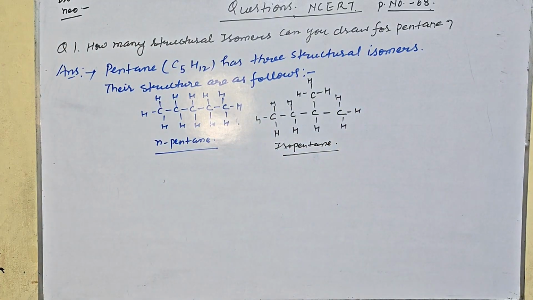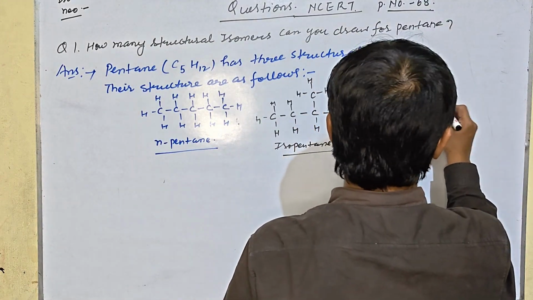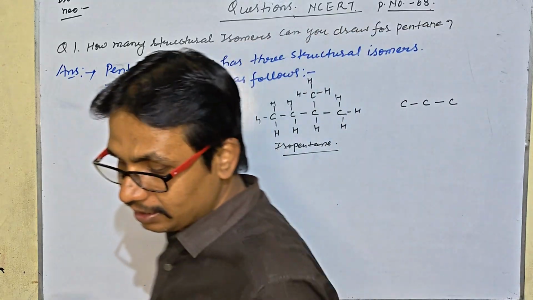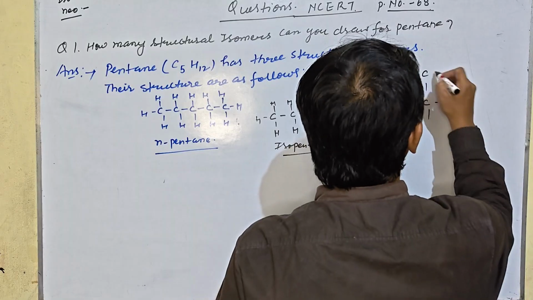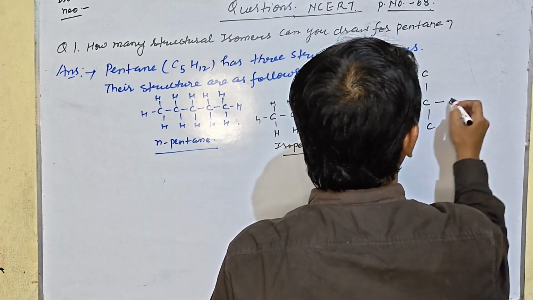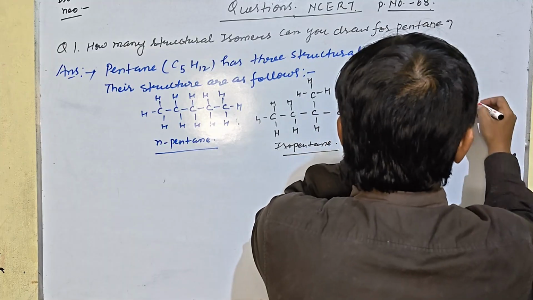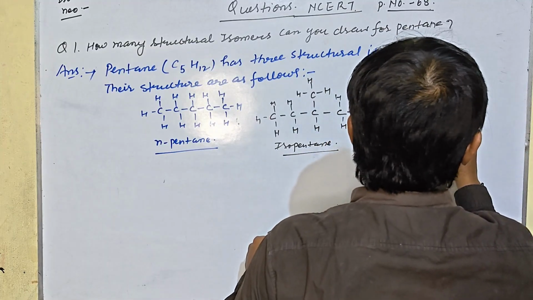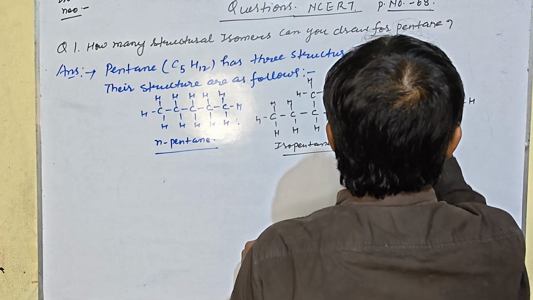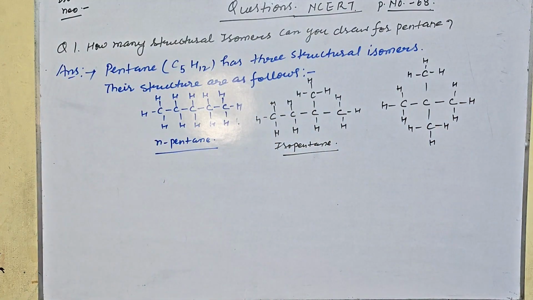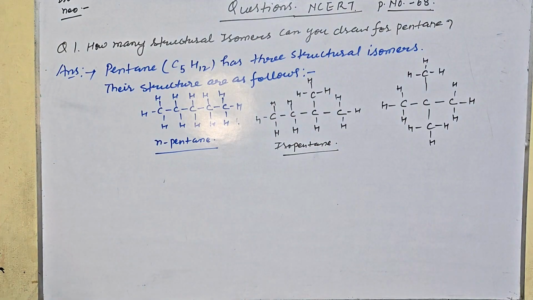The next structure is neopentane. How can we draw the neopentane? It's very easy. Take it very easy. In the neo, 2 carbons are attached there, and simply you can draw the neo structure like this. Draw with me. This is the easiest way. My best wishes to students, this type of question may come in the board examination.